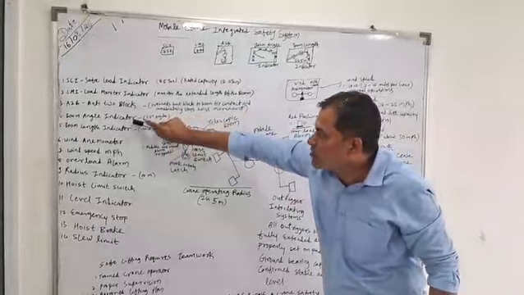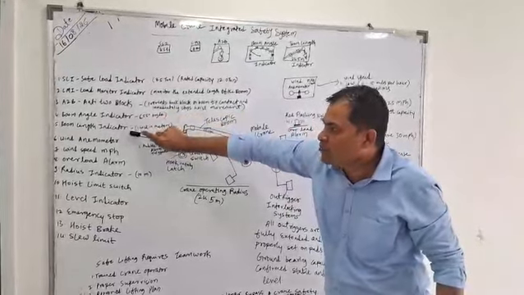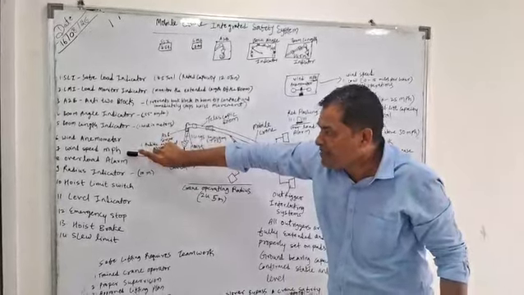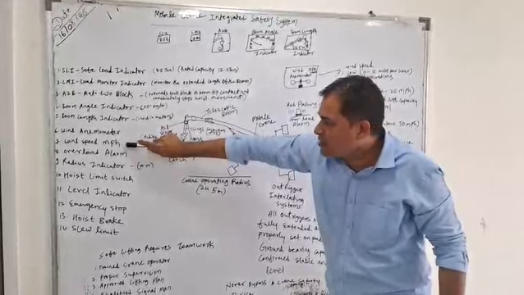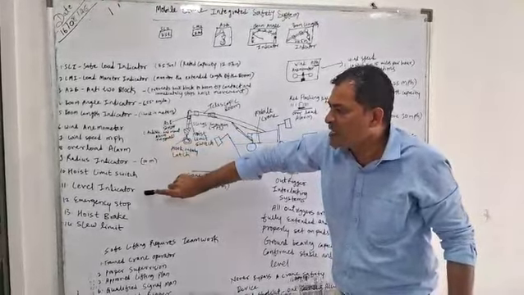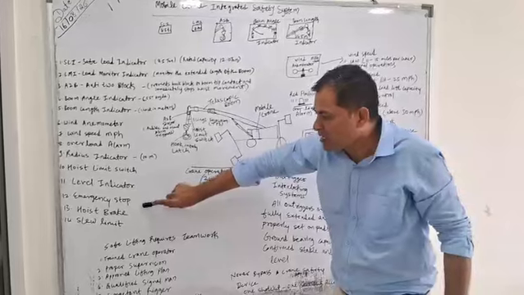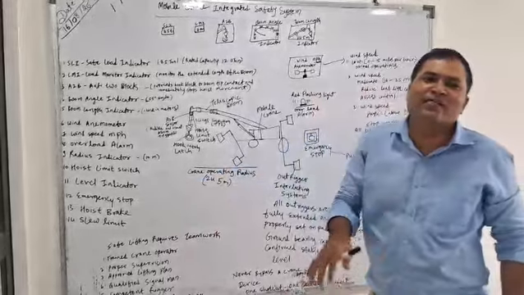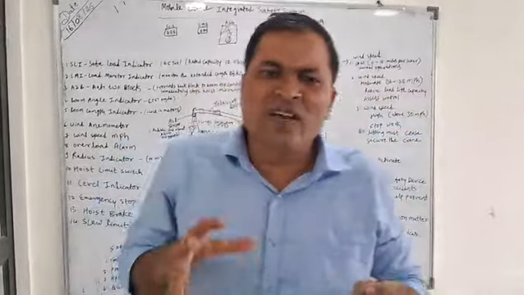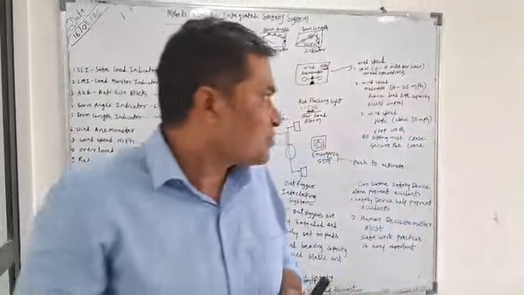Then we'll discuss the boom angle indicator, boom length indicator, wind anemometer, wind speed in miles per hour, overload alarm, radius indicator, hoist limit switch, level indicator, emergency stop button, hoist brake and slip limit. So there are so many things which we'll cover in this video. We'll discuss them in a deep way.